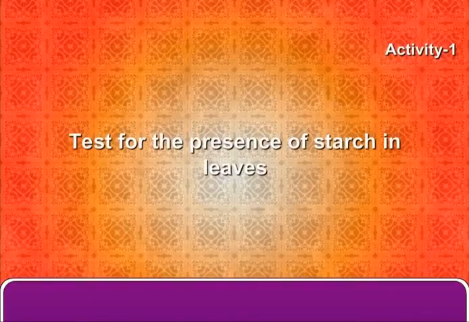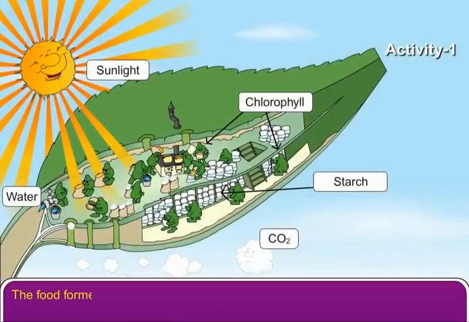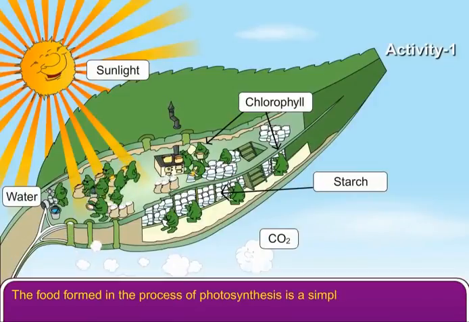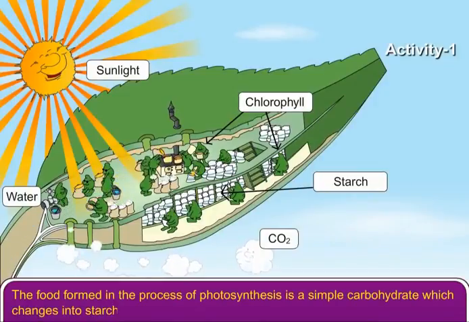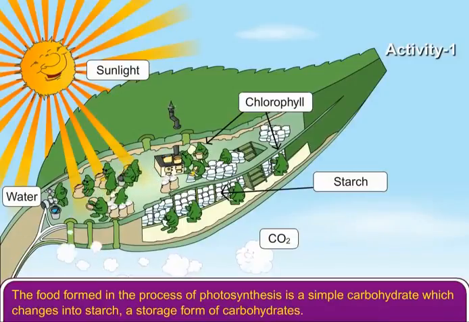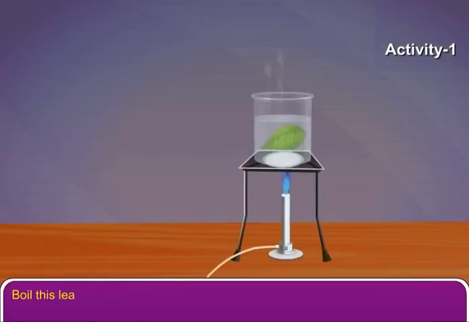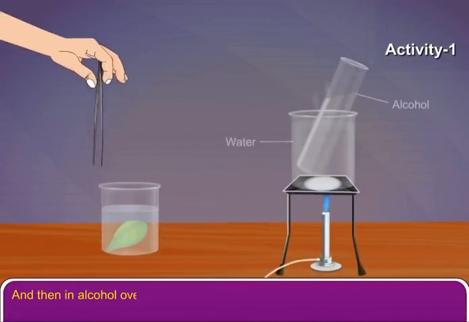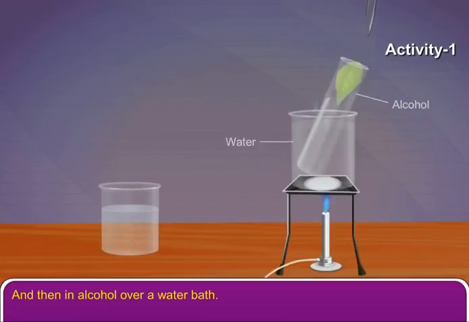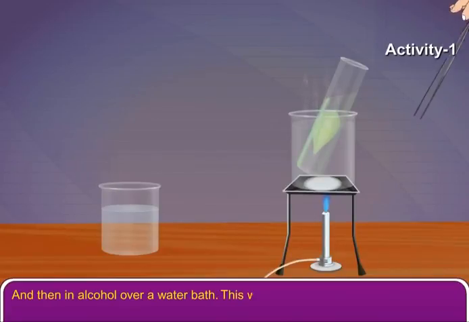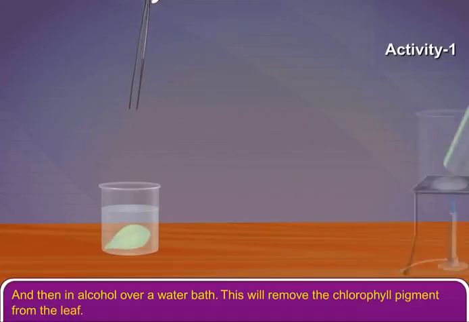Activity 1. Test for the presence of starch in leaves. The food formed in the process of photosynthesis is a simple carbohydrate which changes into starch, a storage form of carbohydrates. Pluck a leaf from a plant. Boil this leaf in water. And then in alcohol over a water bath. This will remove the chlorophyll pigment from the leaf.